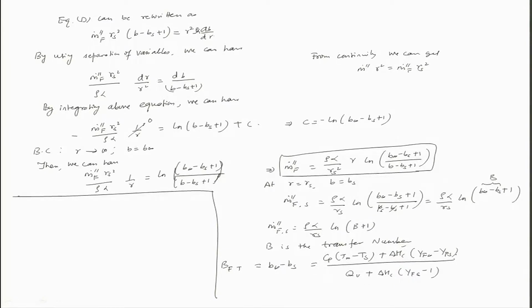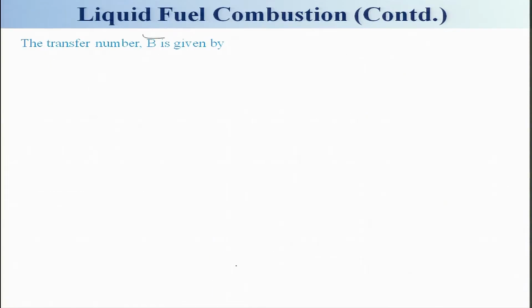What we can do is estimate that B. We need to know either this Ts; if I know Ts, I can find out Yfs, and if I know the partial pressure also, I can find that out. For these purposes, we will be using the transfer number, and if all the transfer numbers are the same, then we can simplify. Let me talk about this transfer number.